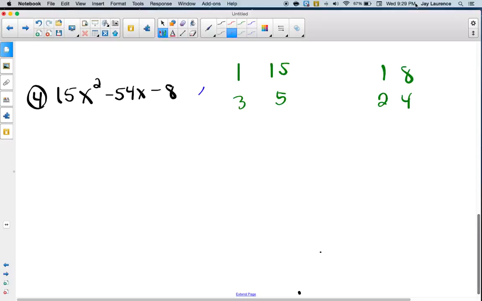I wonder if I have a mistake in this problem, because I'm having a hard time seeing it. Let's see, I am getting tired. It is getting kind of late. 1 and 15, 3 and 5, 1 and 8, 2 and 4. Okay, I've got my factors right.